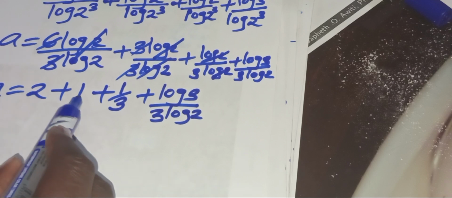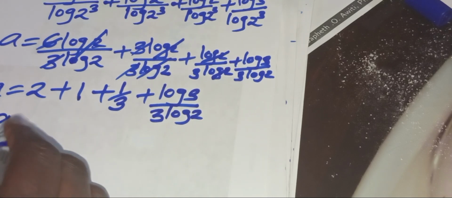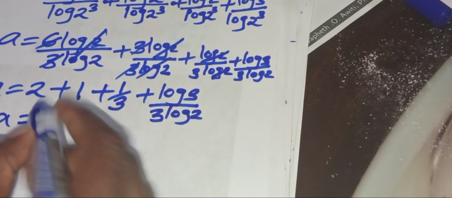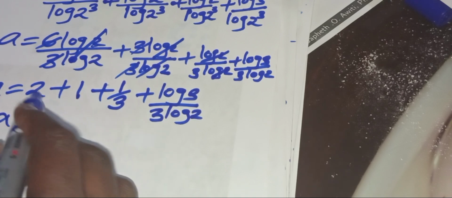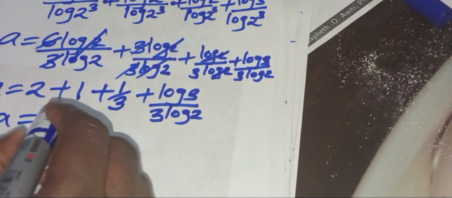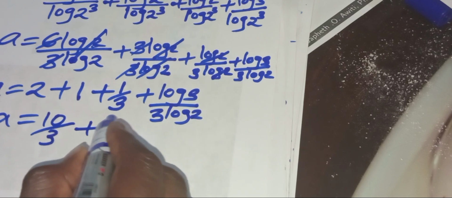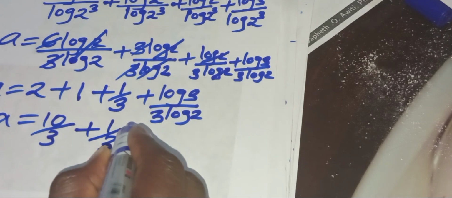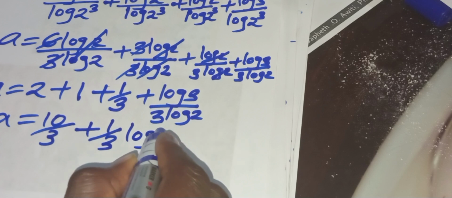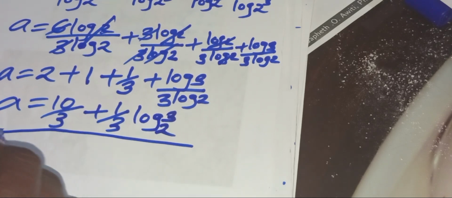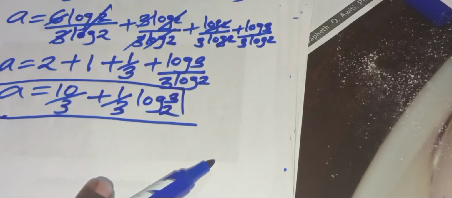Now 2 plus 1 is 3. We have a equal to 3 plus a third, which is the same thing as 10 over 3 plus a third log of 3 to base 2. Now this is the value of a.